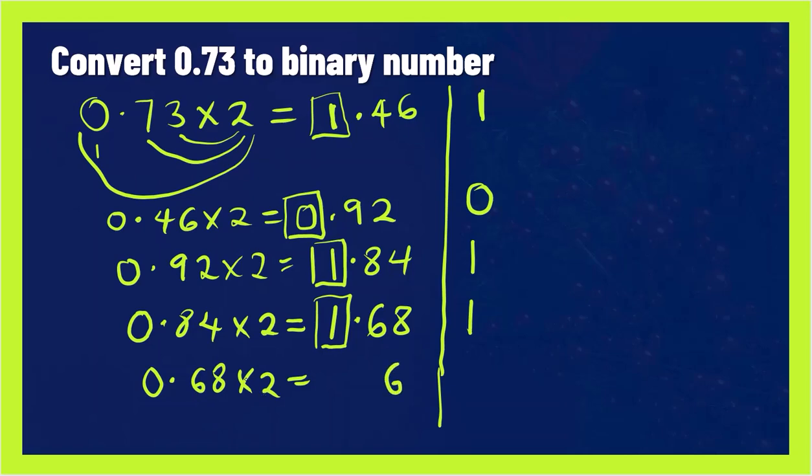2 times 6, that is 12. 12 plus the 1 we carry over, that is 13. So we write 3 from 13. Then we put our decimal point. We carry over the 1 to the next stage. 2 times 0, that's 0. 0 plus the 1 we carry over, and we have 1.36. So again, we take out the integer and write it here. Then what we have left on the fractional part is 0.36.